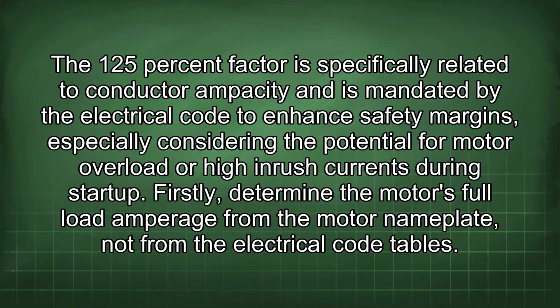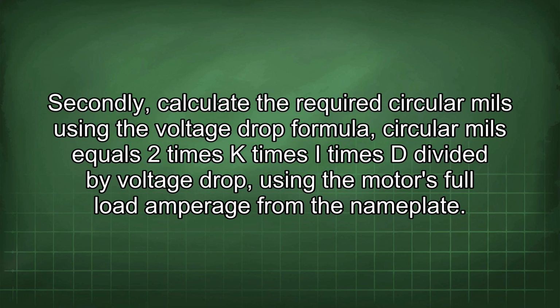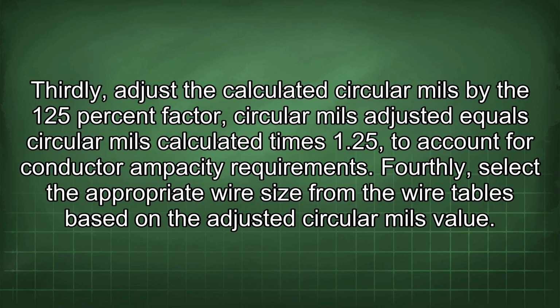Firstly, determine the motor's full load amperage from the motor nameplate, not from the electrical code tables. Secondly, calculate the required circular mils using the voltage drop formula. Circular mils equals 2 times K times I times D divided by voltage drop, using the motor's full load amperage from the nameplate. Thirdly, adjust the calculated circular mils by the 125% factor.